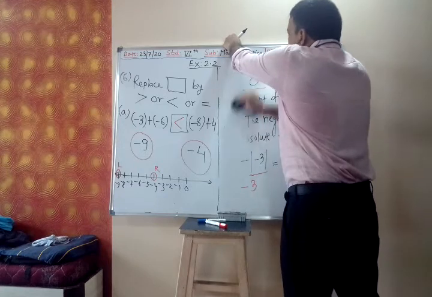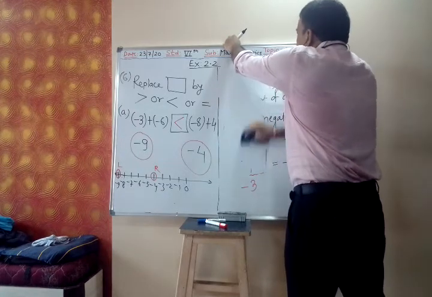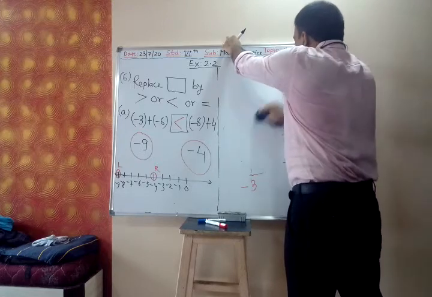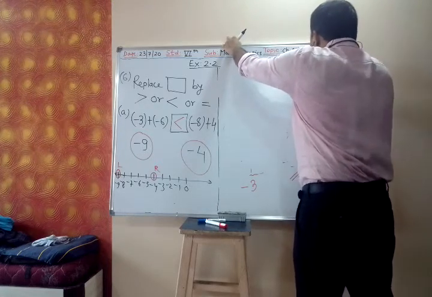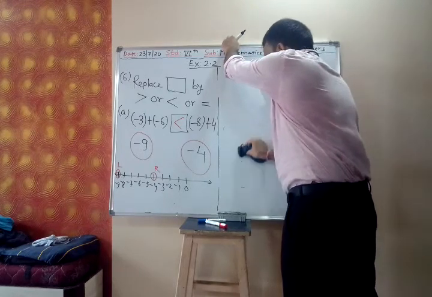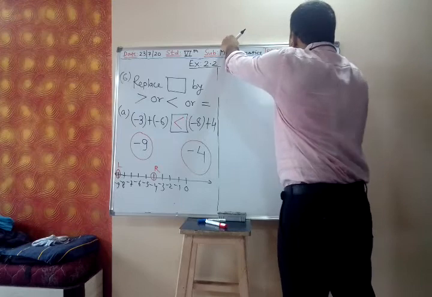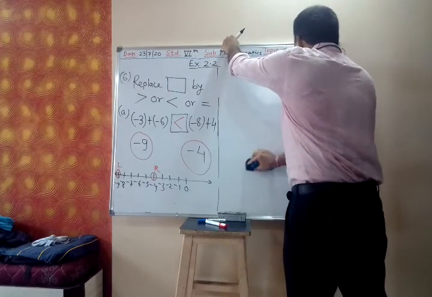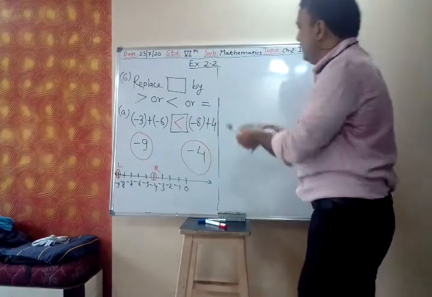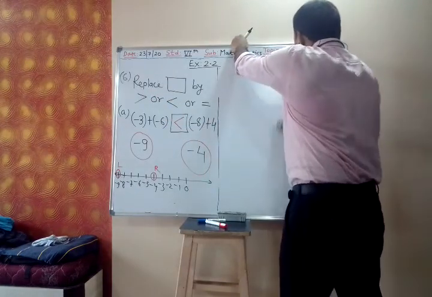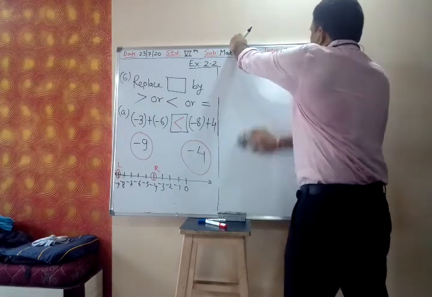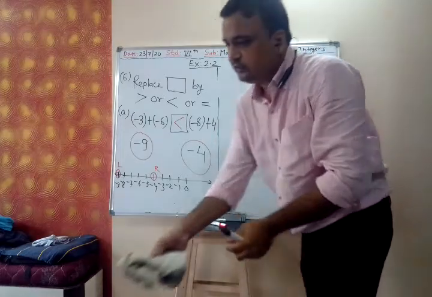In the number line, the number which is on the right is bigger and the number which is on the left is smaller. So minus 4 is on the right, minus 9 is on the left, so minus 4 is bigger. To make you understand that, I have drawn the number line. If you know that minus 4 is bigger than minus 9, then there is no problem. Now let us do the second part.